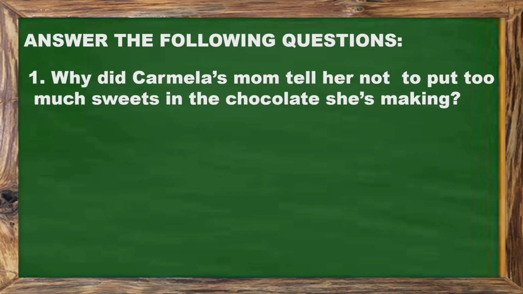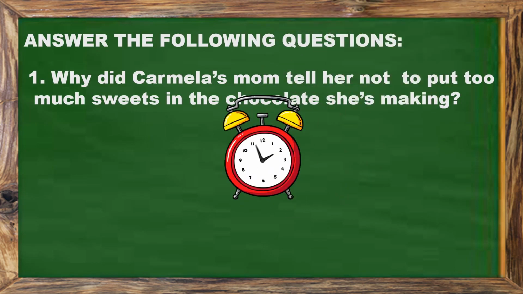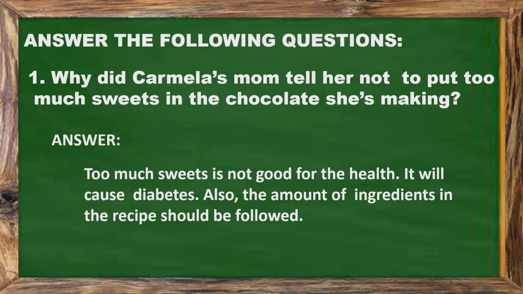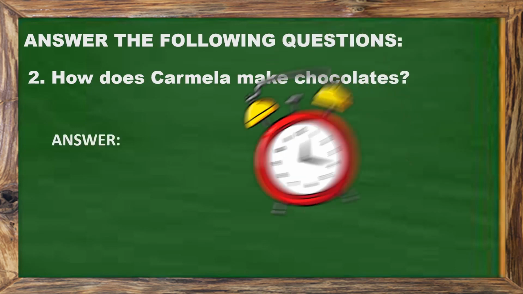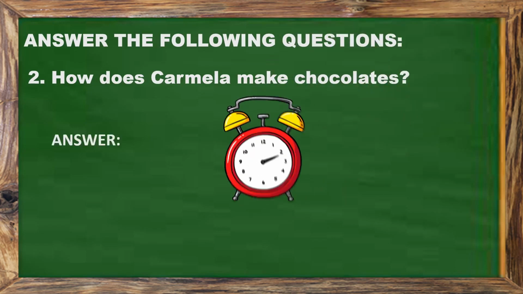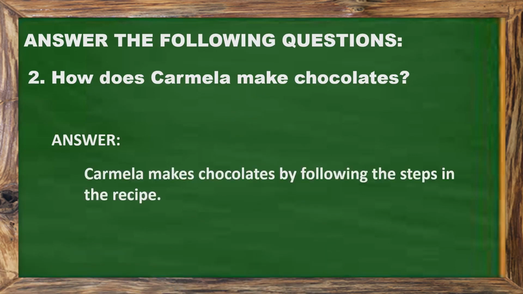Okay, so we have to answer the following questions before we go on. Okay, first question. Why did Carmela's mom tell her not to put too much sweets in the chocolate she's making? Correct. Too much sweets is not good for the health. It will cause diabetes. Also, the amount of ingredients in the recipe should be followed. Second question. How does Carmela make chocolates? Tama. Carmela makes chocolates by following the steps in the recipe.